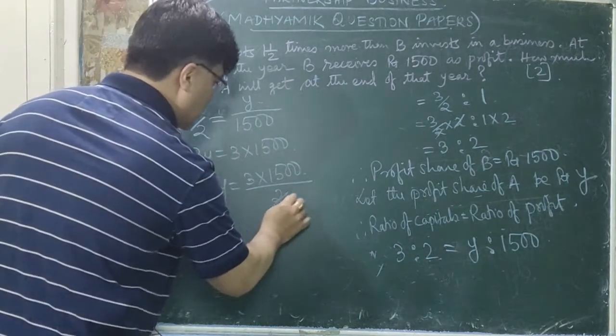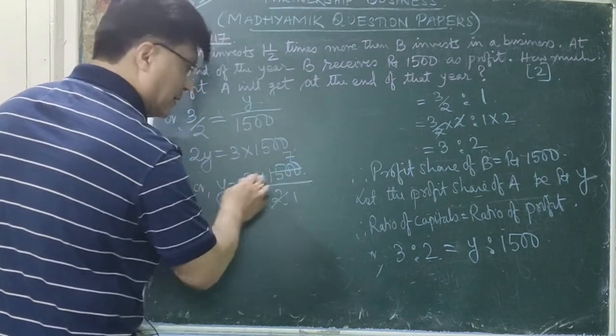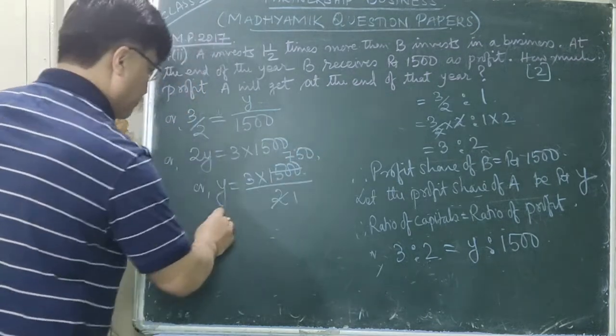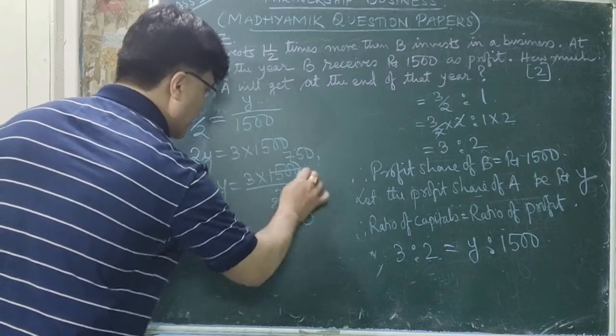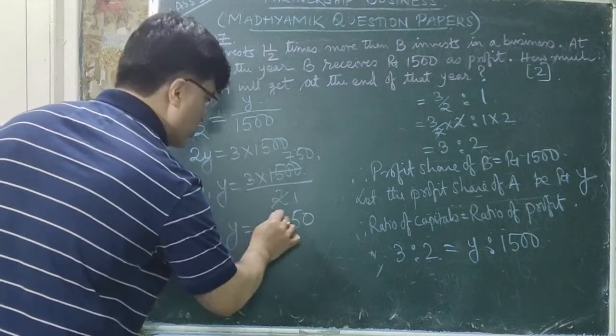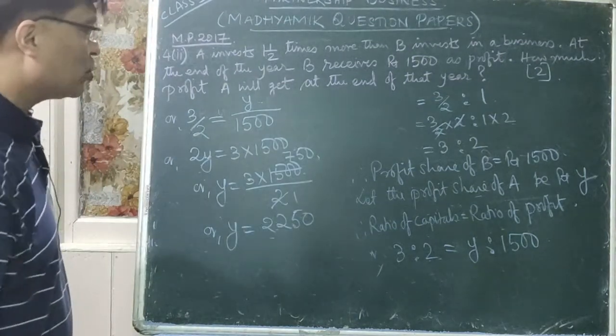So you can cancel here. 2 ones are 2. 2 sevens are 14, 10, 2 fives are 10, and 0. Or y is equal to, how much is it? 3 zeros are 0, 3 fives are 15, 5, 1, 3 sevens are 21, plus 1 is 22. That is y. So what was y actually?